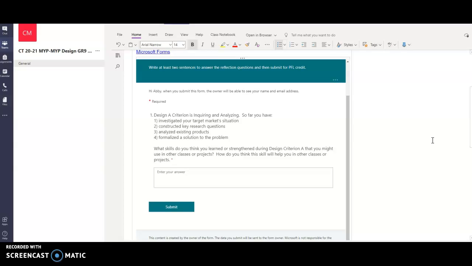Design criterion A was inquiring and analyzing. And so far, you investigated your target market situation. You constructed key research questions. You analyzed existing podcasts. And you formalized a solution to the problem. Now, we worked on some skills during this unit, things like citation, in-text citation, and an annotated bibliography, and refined some other skills that we already started with the last unit.